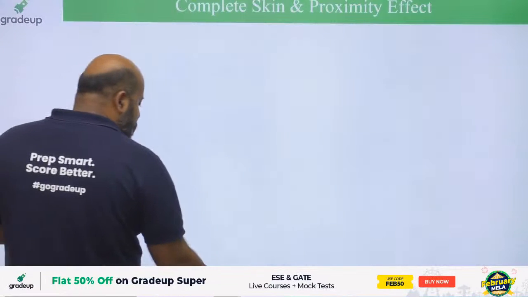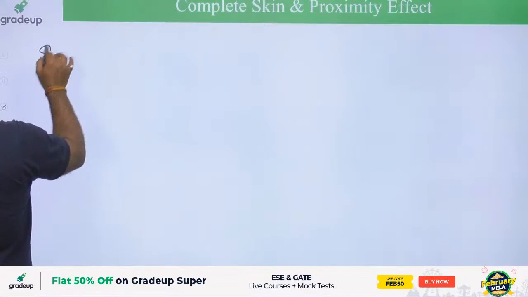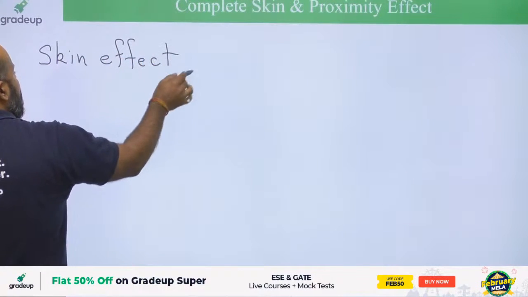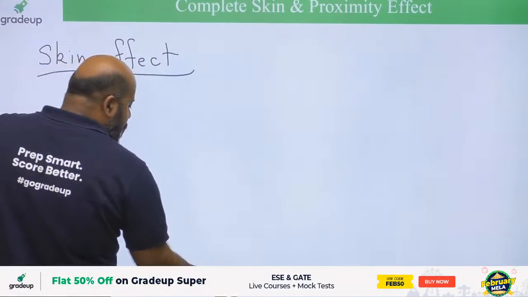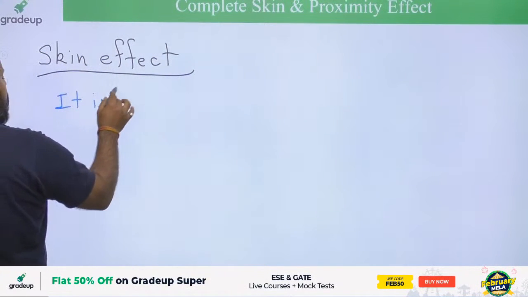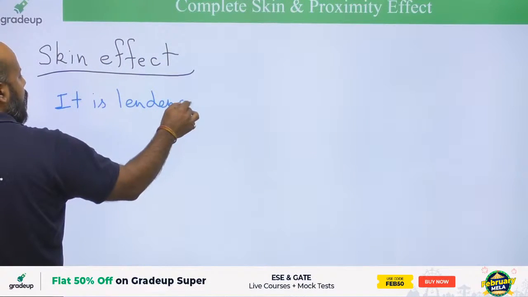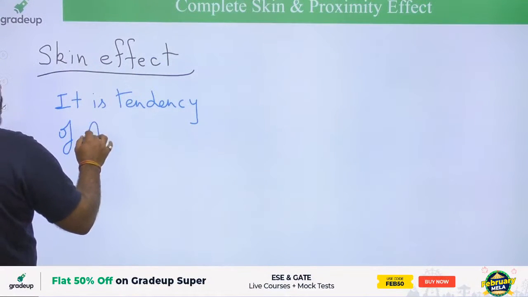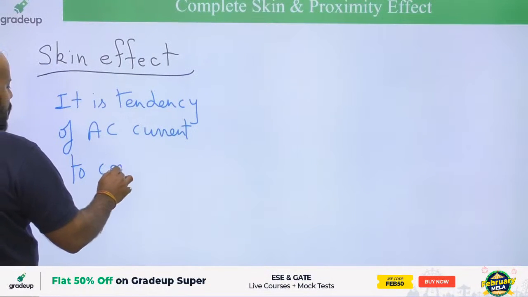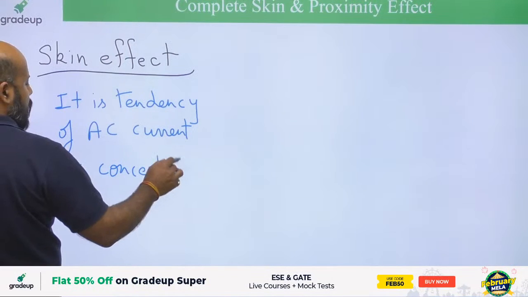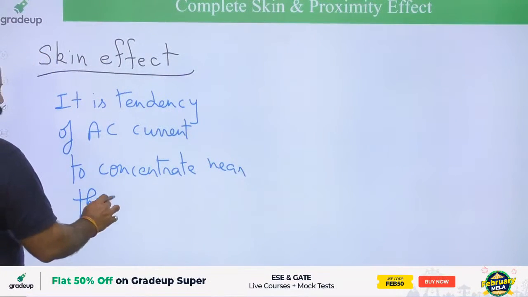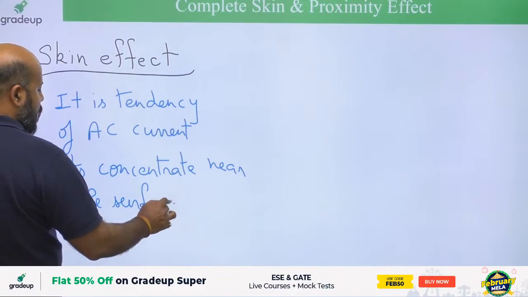Let us start with the topic. With your due permission, let us start with skin effect. First, we will try to understand the simple definition of what a skin effect is. My friend, skin effect we are defining as the tendency of AC current to concentrate near the surface of the conductor, near the surface of the conductor.